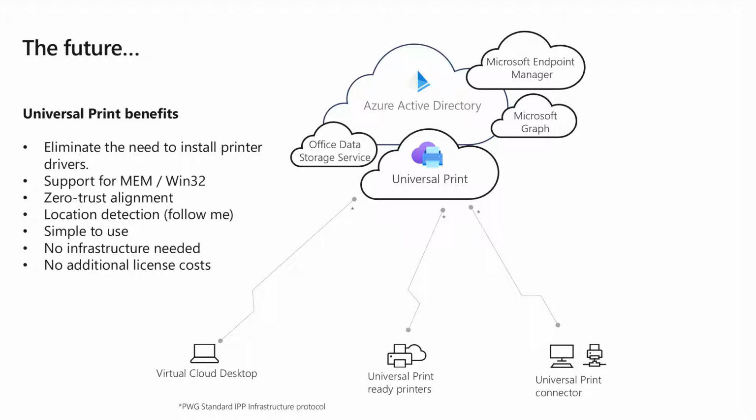So a very easy way, and therefore it's aligning as well with zero trust principles, because you don't have to have any ports open or whatsoever. You can just connect from your local network location over the internet to the universal print service.